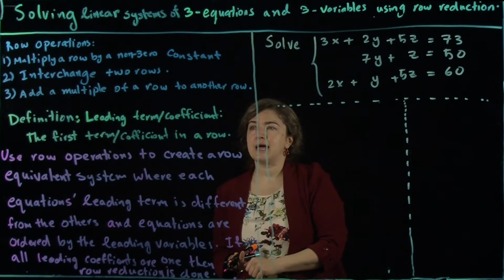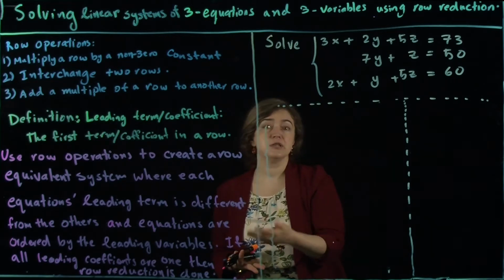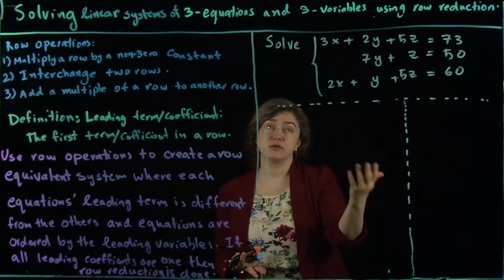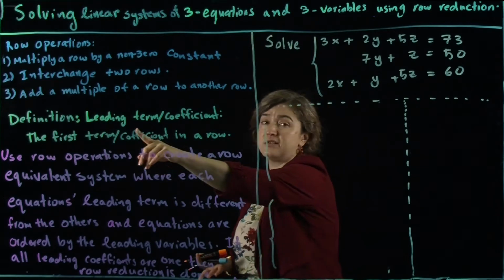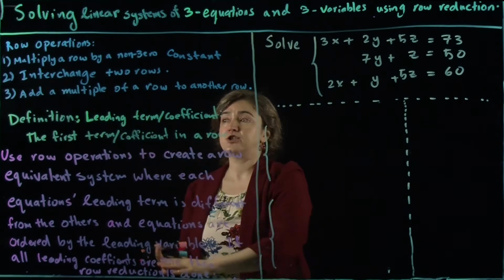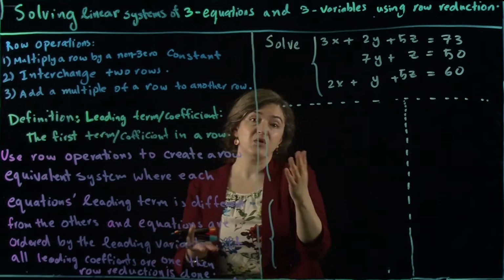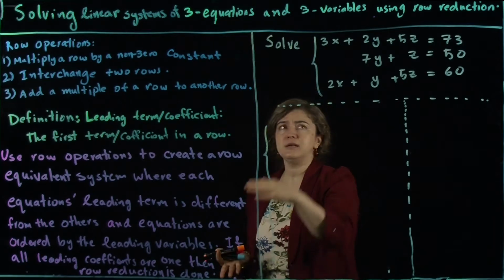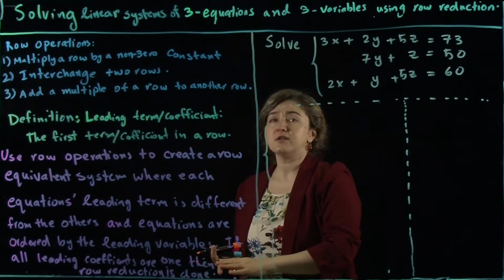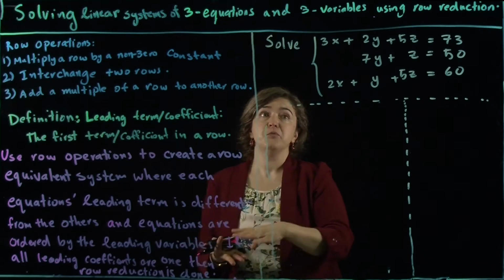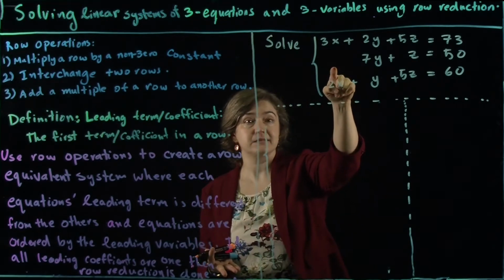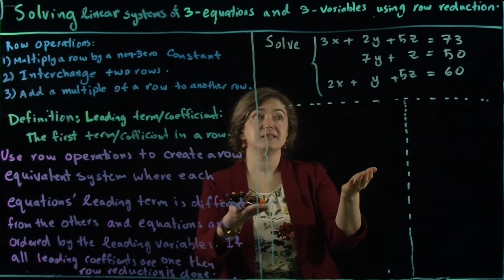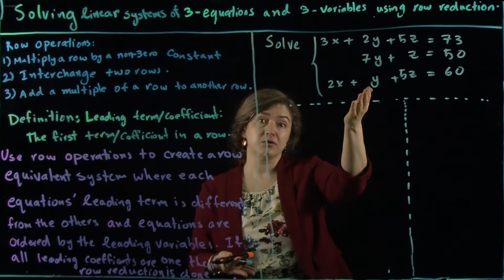The next thing is, how do we use row operations to solve the systems? First thing is how to do row reduction. To understand the row reduction, I give one definition for you: leading term or coefficient. The first term or coefficient in a row is called leading term or leading coefficient. Now, how do we use row operations? First important part is that when you do row operation on any system, the new system that you get will have the same set of solutions as the old system.